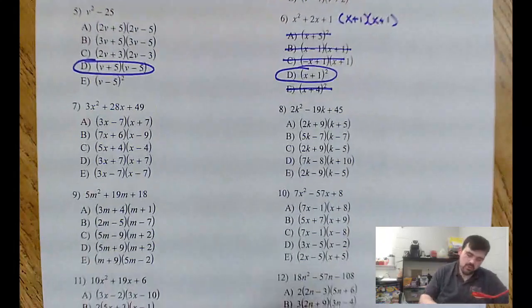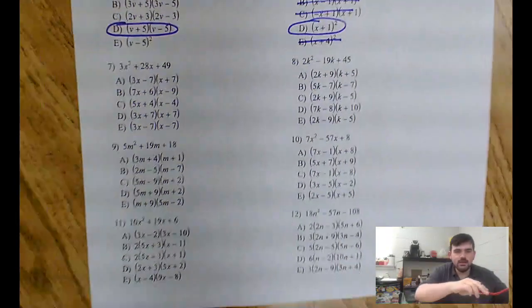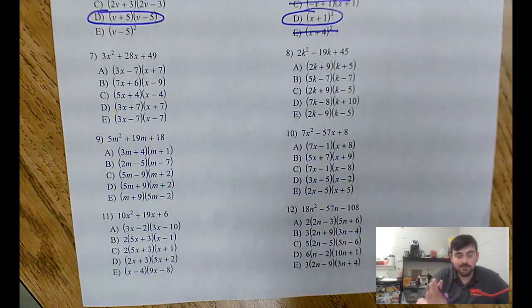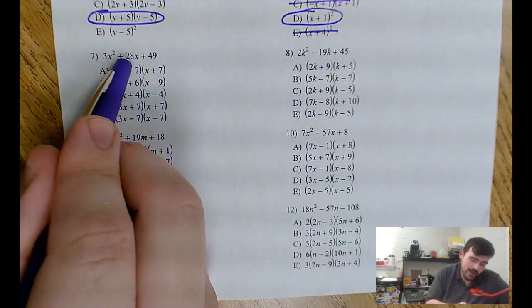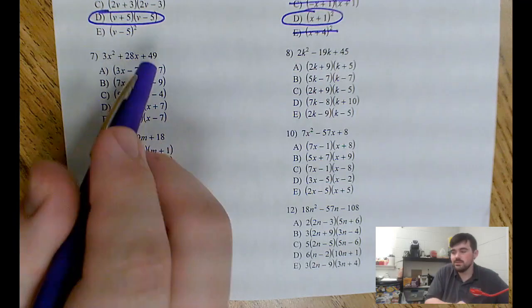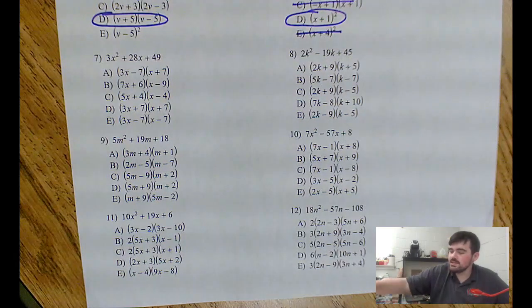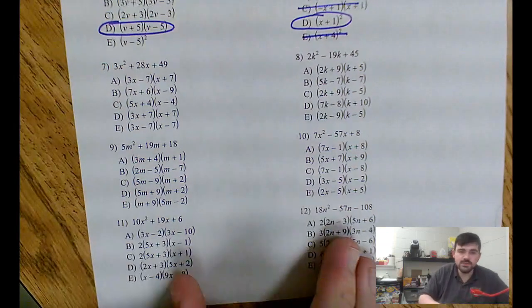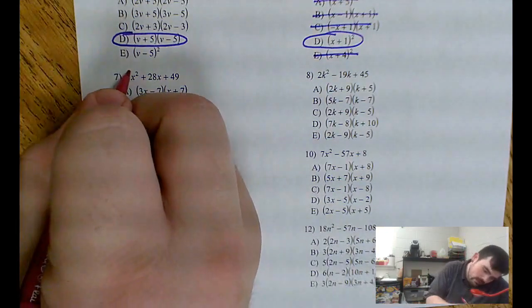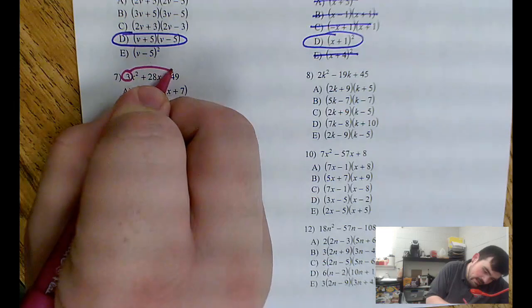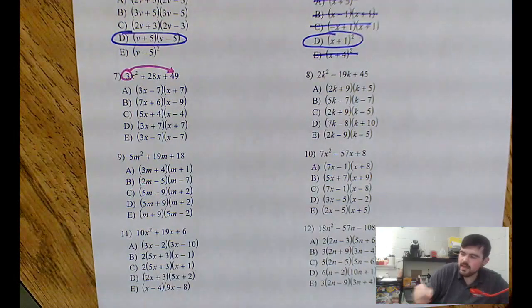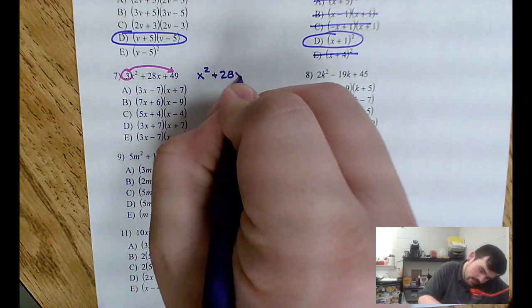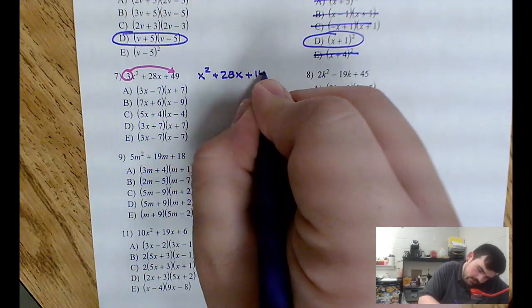Numbers 7 through 12. Now these started having some leading coefficients. Your first step should always be to look for a GCF, but looking at number 7, 3x squared, 28x, and 49, there's no GCF there. So we need to do that slide and divide method, where I take the leading coefficient and multiply it to the back. So take this 3 and multiply it to 49. That gives me x squared plus 28x plus 147.